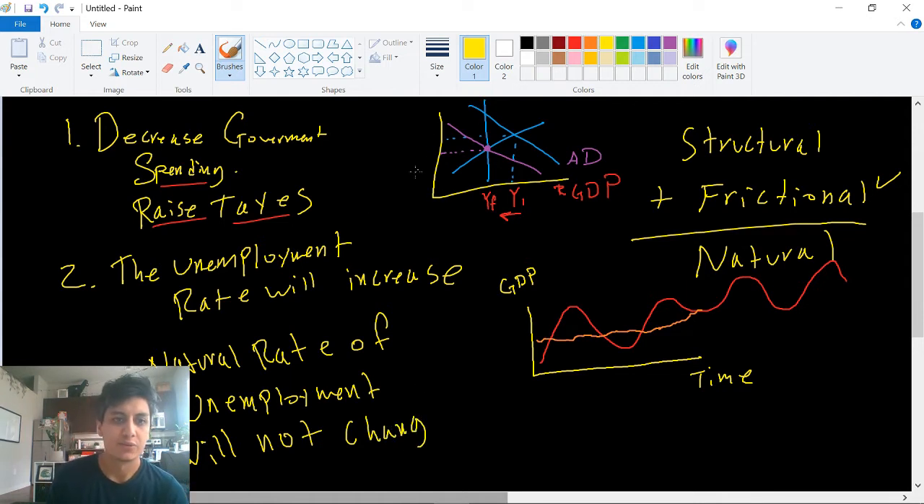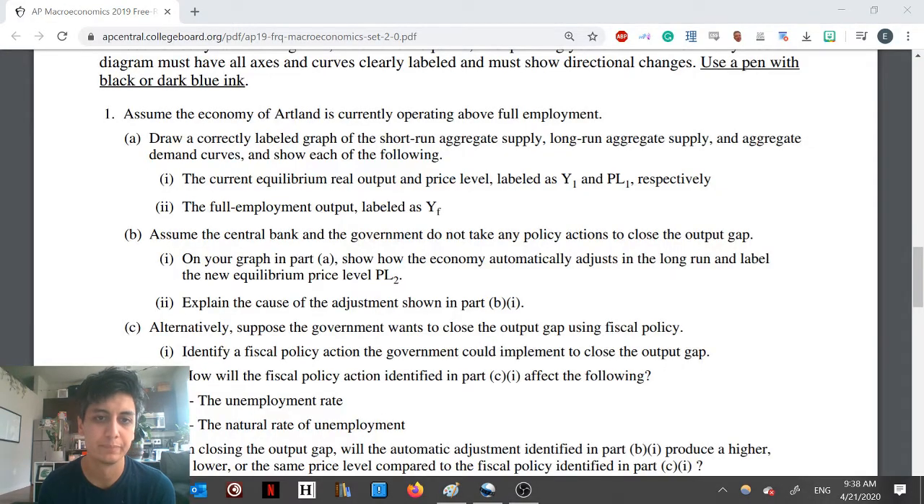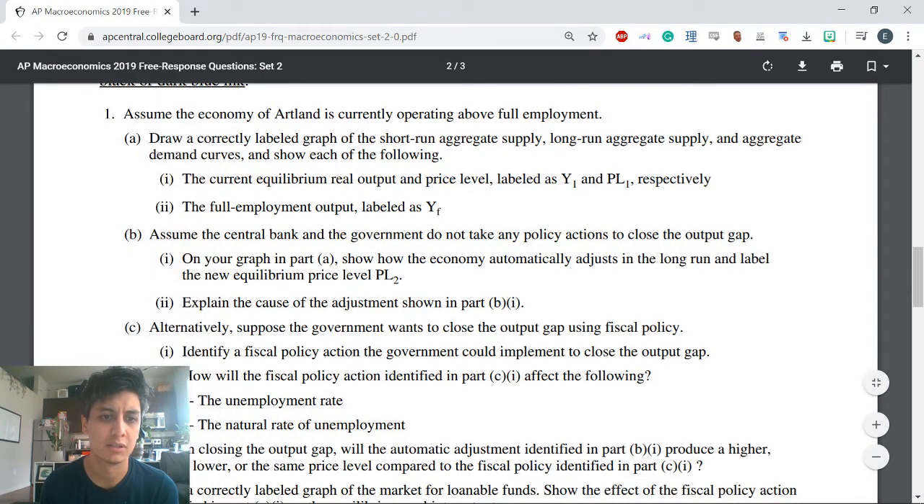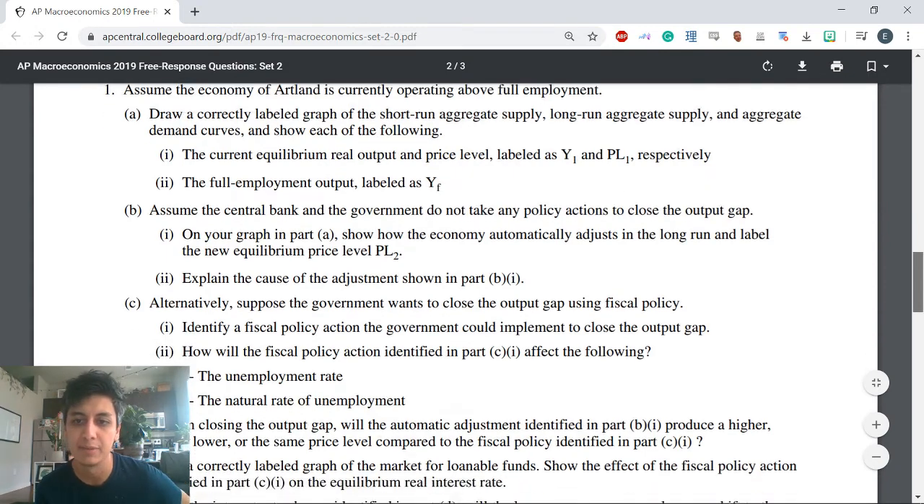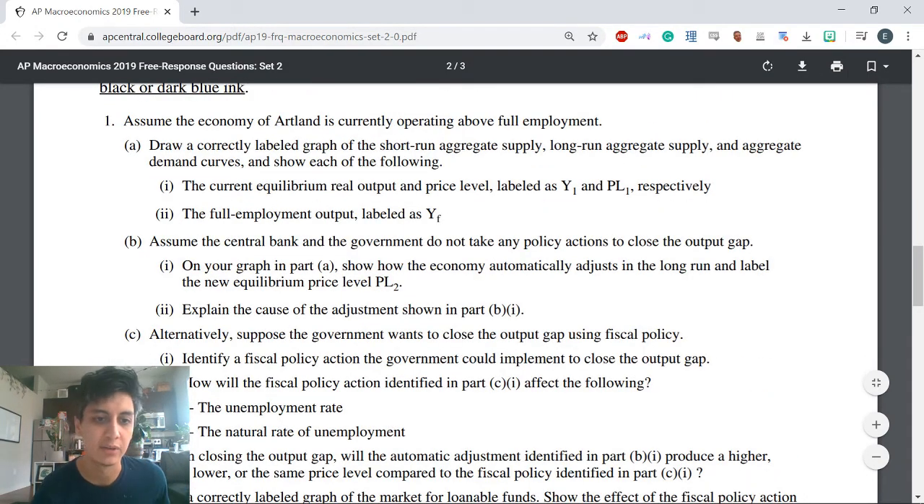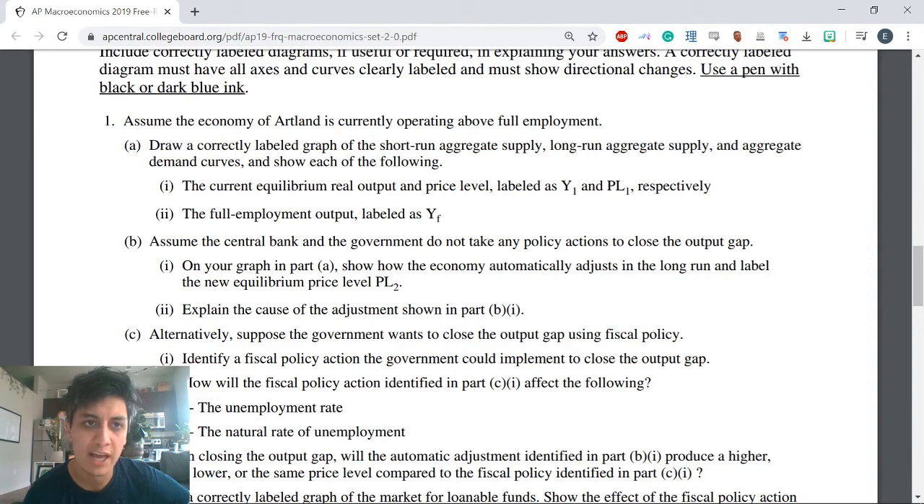And then the very last one, I think it said the price level. Describe what happens to the price level. Let's go back and check really quick. Unemployment rate in the closing output. Will the automatic adjustment identified in part B1 produce a higher, a lower, or the same price level compared to the fiscal policy? So we're comparing what happened in B1 to what's happening in C1. So what happened in B1? B1 said on your graph, show how the economy adjusts to the long run.